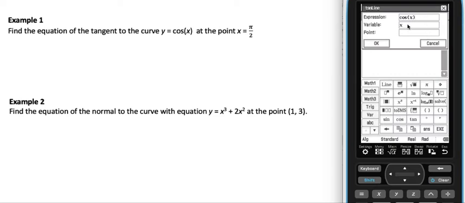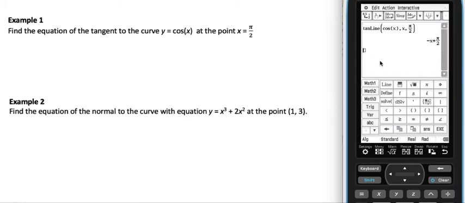So cos x, the variable obviously is already x, so you'd only ever change that if you were putting in, say, cos of t. You would change that to t, but in most cases you just use x. And the point that we're differentiating, the point where our tangent touches the curve, is at x equals pi on 2. And you only need to put in the x value of the point. All right, so that information there is enough to get the calculator to spit out our answer.